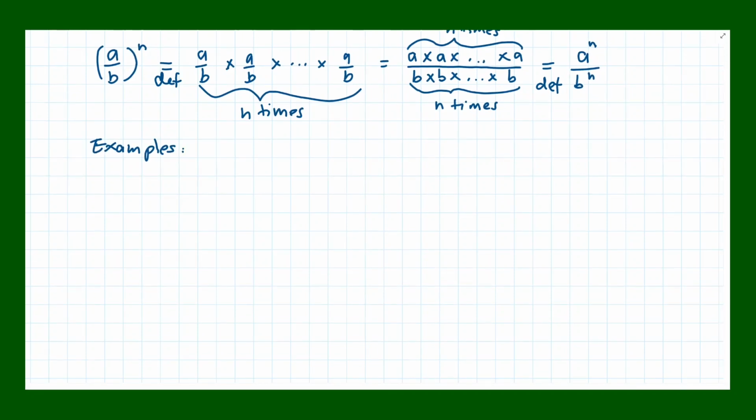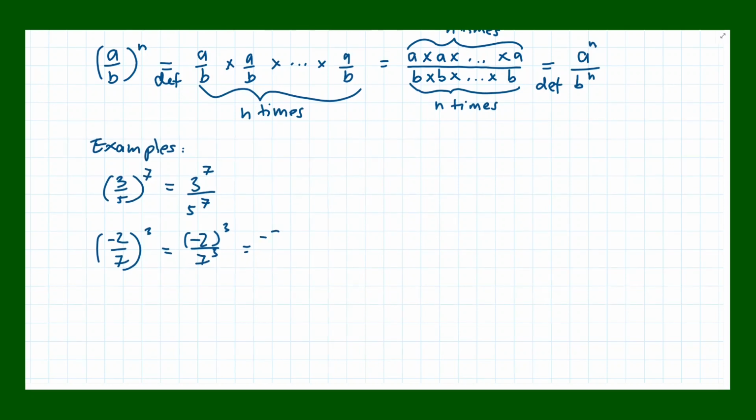Our first example is 3 over 5 to the 7th. Well, that's just going to be 3 to the 7th over 5 to the 7th. The next example, minus 2 over 7 cubed. Well, that's minus 2 cubed over 7 cubed. And if you want to go an extra step, you can replace the minus 2 cubed by minus 8.